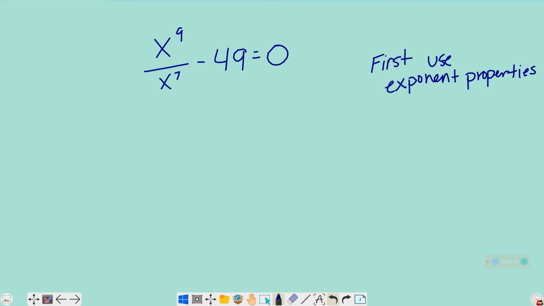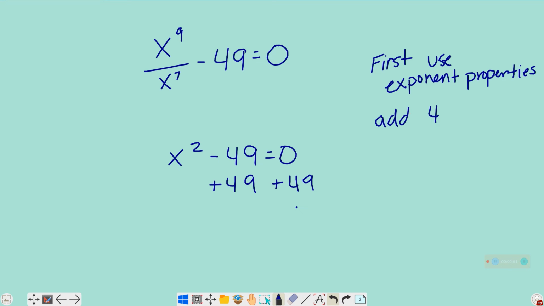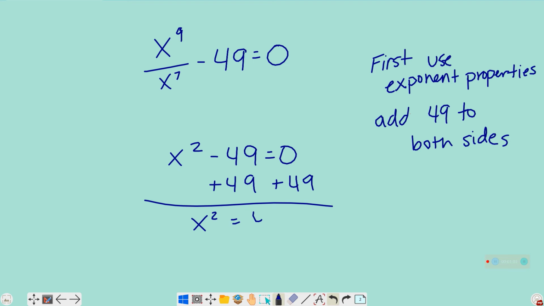So if we had 9 x's on the top and 7 x's multiplied out on the bottom, we would be left with x squared, because 7 of them will divide out. Then I add 49 to both sides. And now I have x squared equals 49.